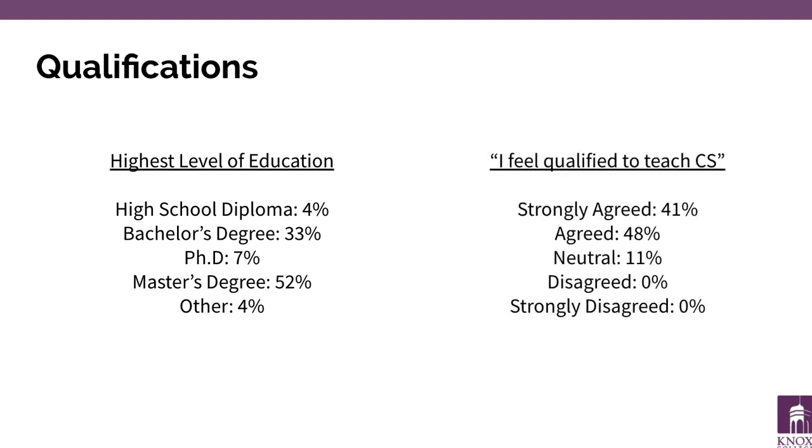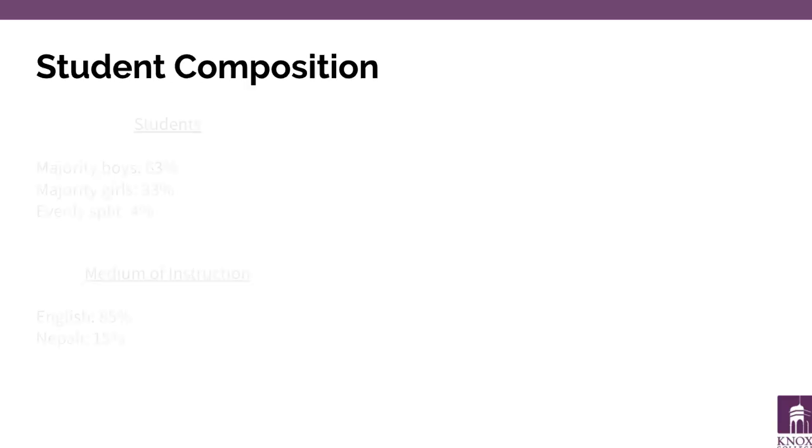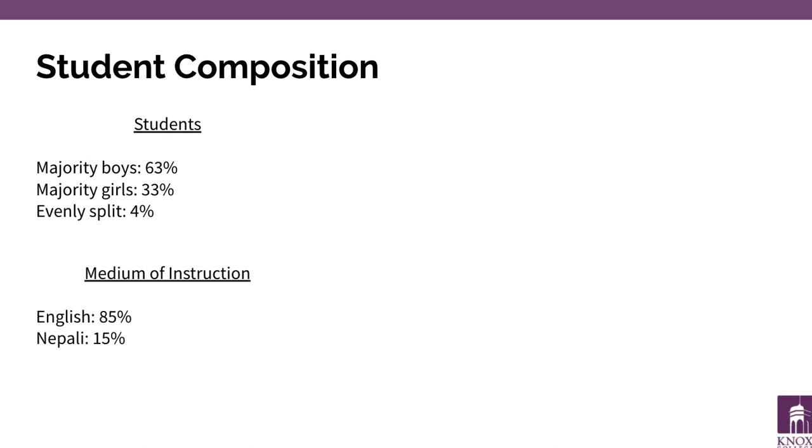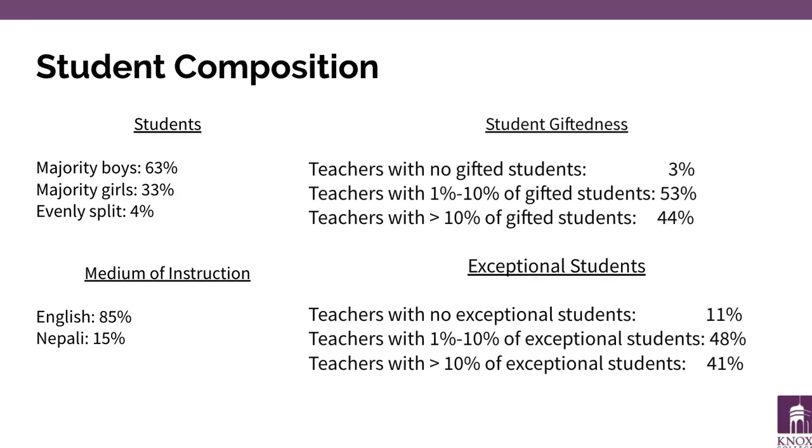When asked how qualified they felt about teaching computer science, 41% of teachers strongly agreed, 48% agreed, and the remaining 11% were neutral. 63% of respondents shared that a majority of their classes were boys. We identified gifted students as students with some form of disability and exceptional students as students who have scored above the national average. 44% of teachers shared that more than 10% of their students were gifted. 41% of teachers shared that more than 10% of their students were exceptional.